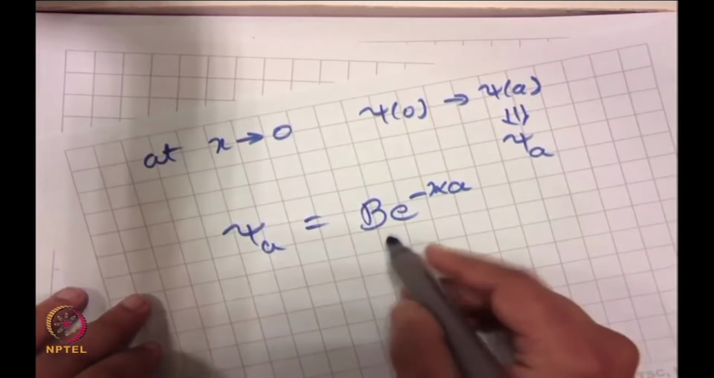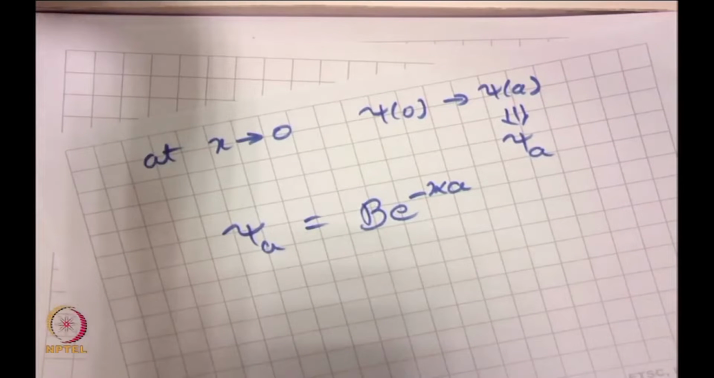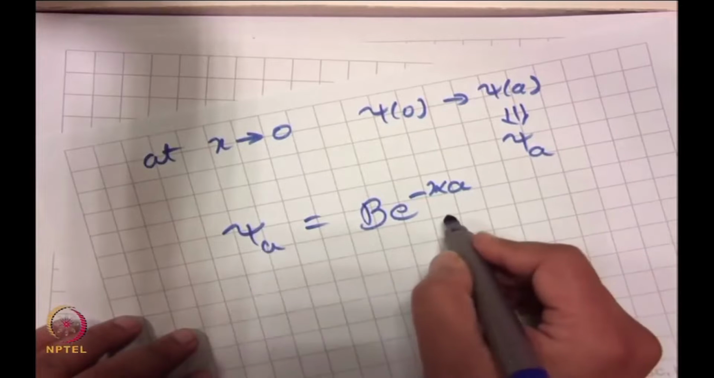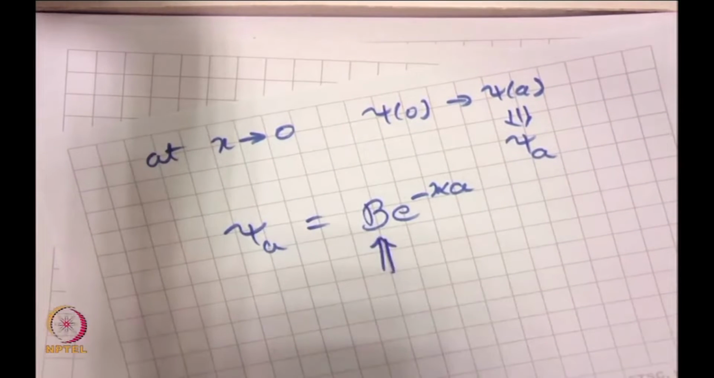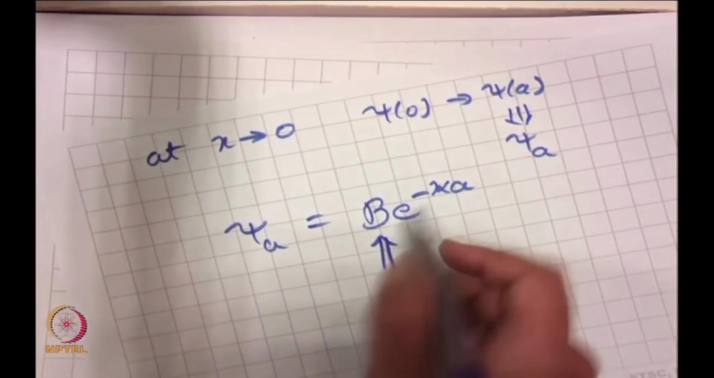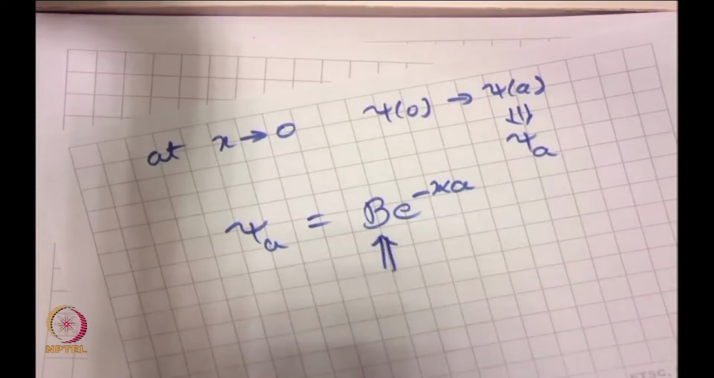So, from here what do you have? I have b e to the power minus kappa a, right. So, this is for psi of a at x tends to a. So, what do I have? I have b from here, right. If I know a, if I know this, I have essentially b.